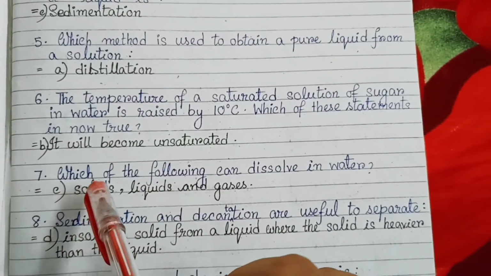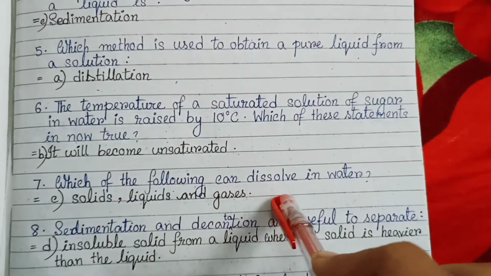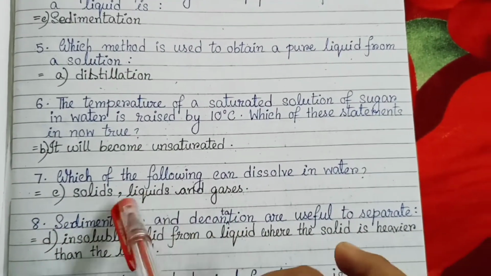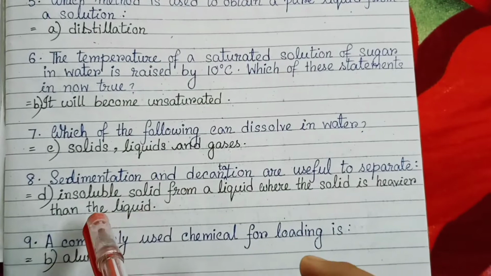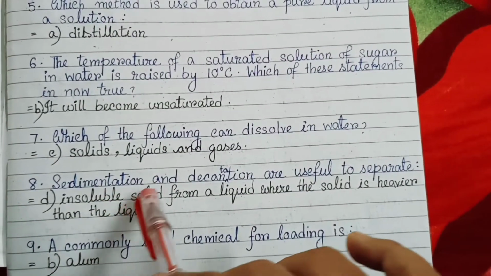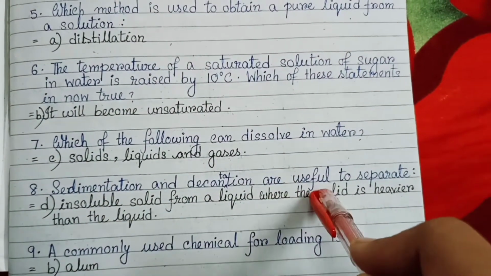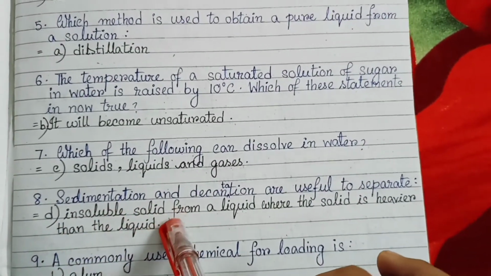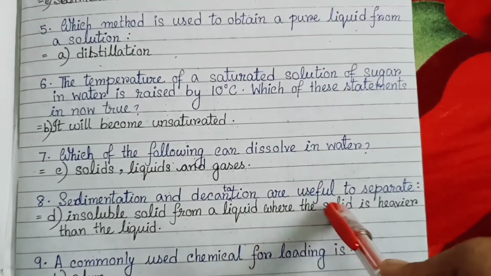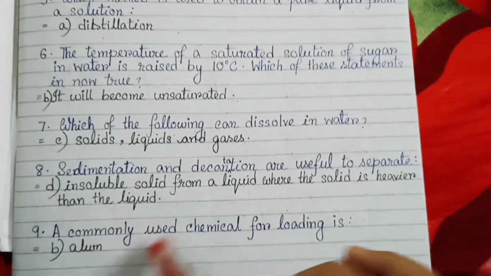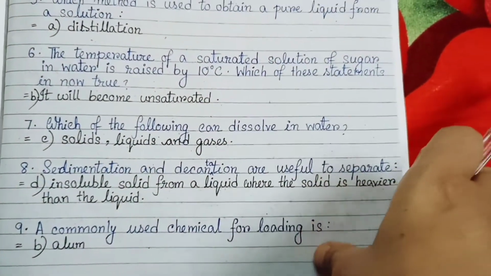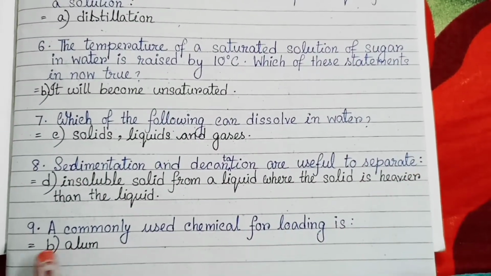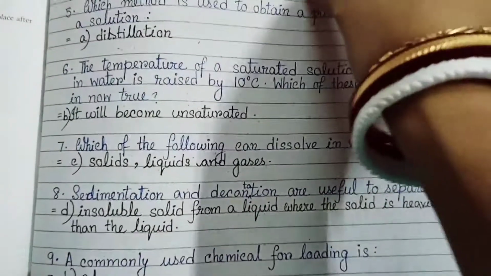Number 7, which of the following can dissolve in water? Number C, solids, liquids and gases. Number 8, sedimentation and decantation are useful to separate. Number D, insoluble solid from a liquid where the solid is heavier than a liquid. Number 9, a commonly used chemical for loading is option B, alum.